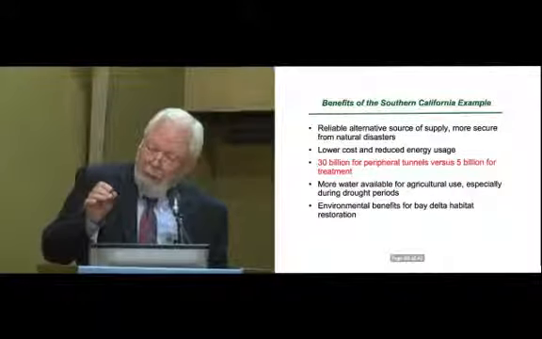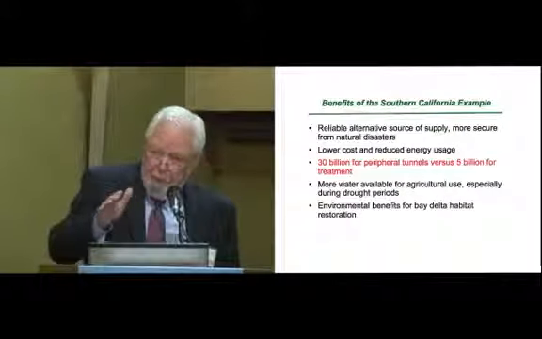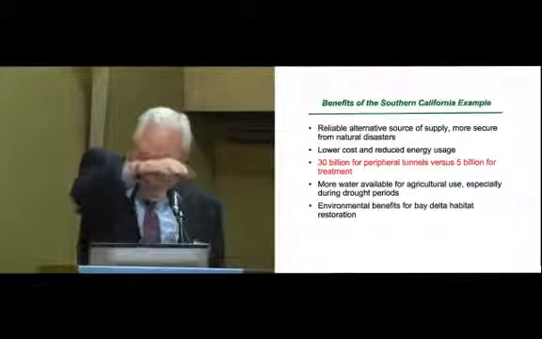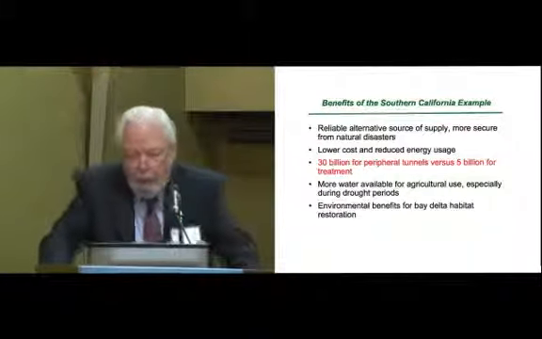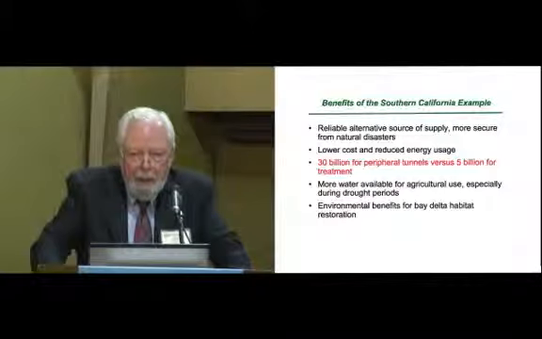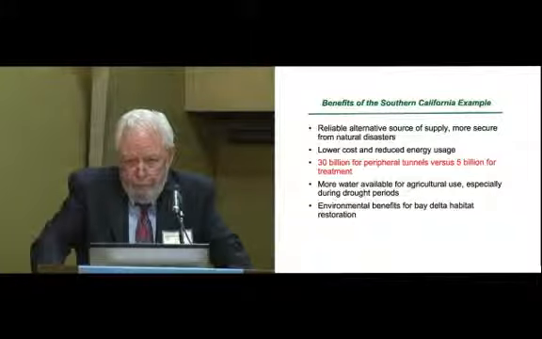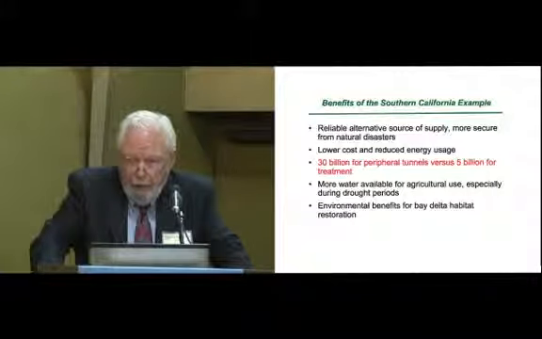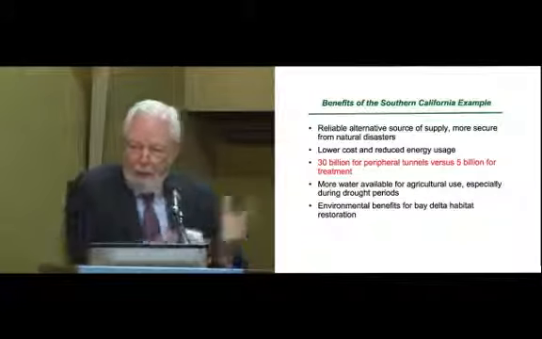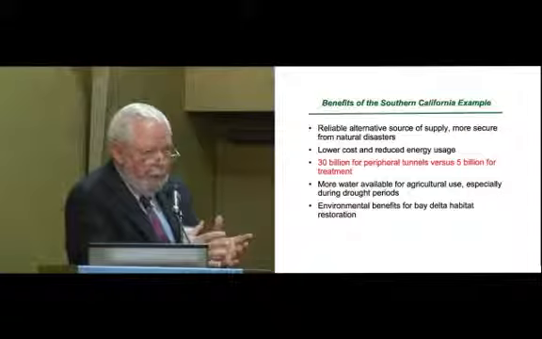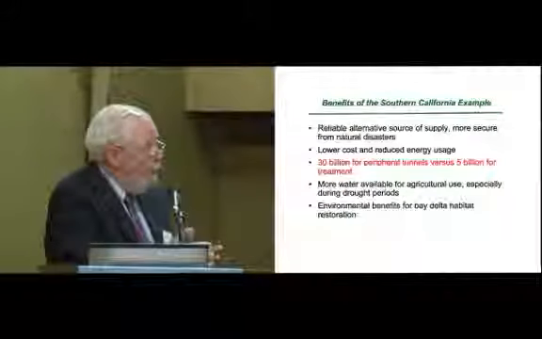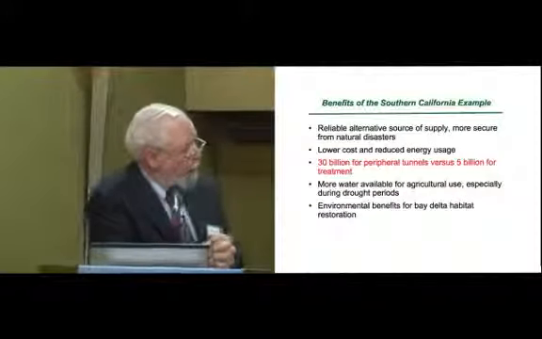Right now, we're talking about $30 billion to build peripheral tunnels around the Bay Delta. It works out that you can put in 1 billion gallons worth of treatment for $5 billion. And so you now have to think about it a little bit. It's not as simple as just, let's put in tunnels and do more of the same. There are alternatives here that are significantly less expensive and make a lot more sense.